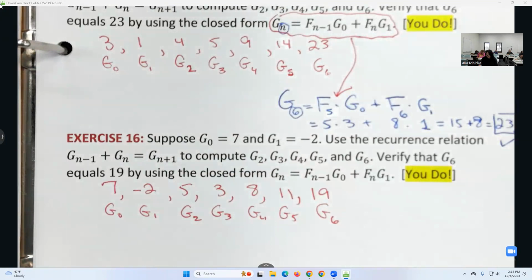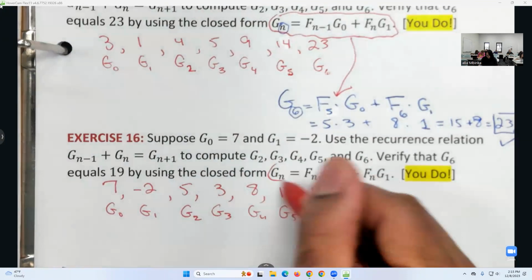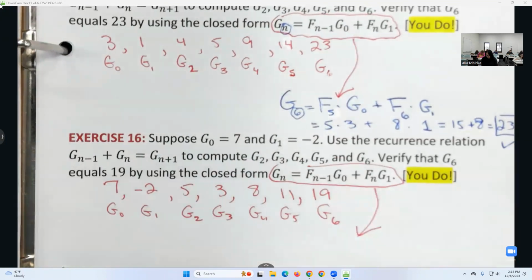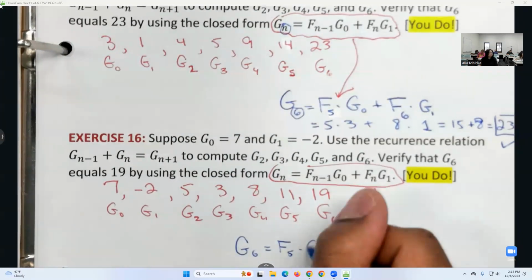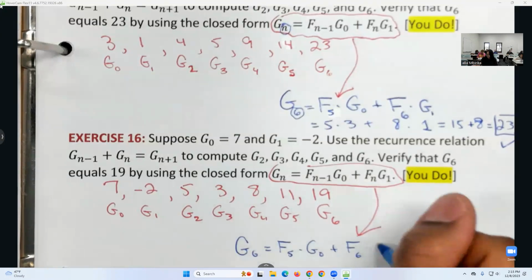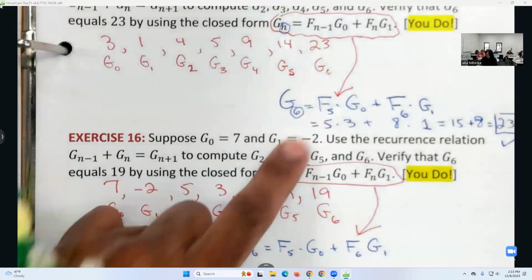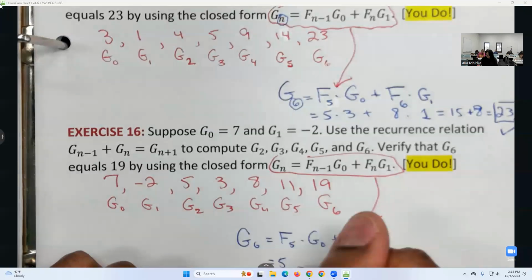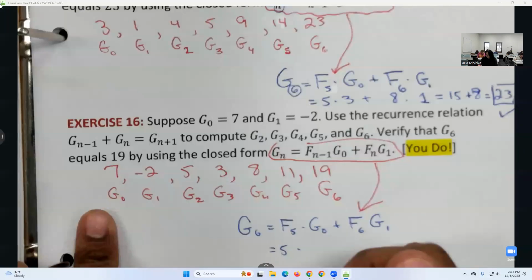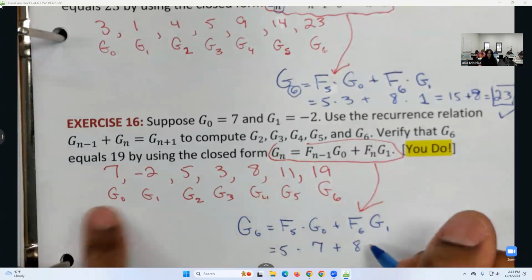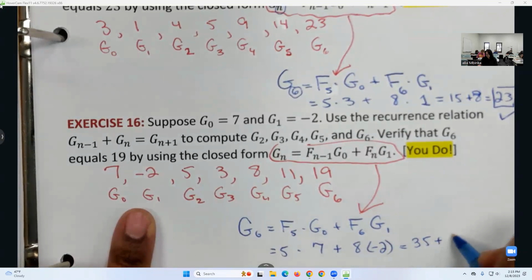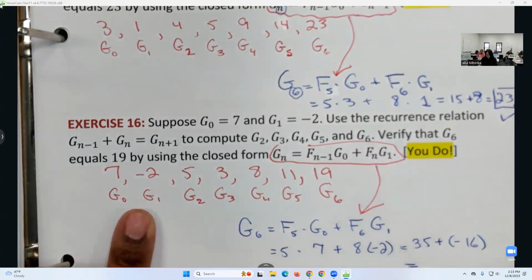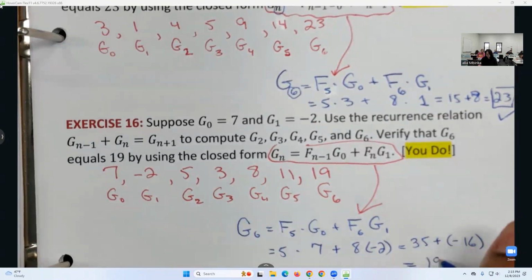Again, if I was lazy and I didn't want to compute everything before in order to get G6, I would just plug it into the closed formula here and say G6 is F5 times G0 plus F6 times G1, just like the previous problem up here. So F5 is still the number 5, but now G0 is the number 7. And F6 is still number 8, and now G1 is the number -2. So we have 35 plus -16, which equals, it better be 19.